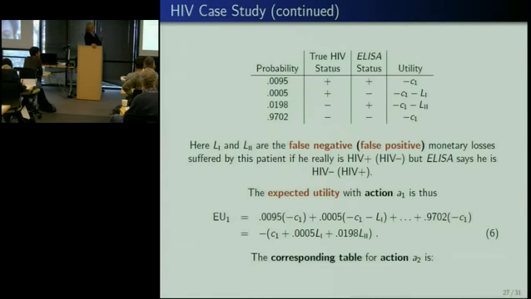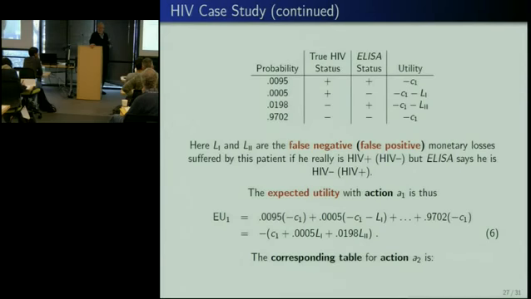If ELISA gets it right by being positive and the truth is positive, then we have only suffered a loss of $20, and I can make a loss into a utility by putting a minus sign in front of it. And so the utility associated with that particular situation is minus C1, which is minus $20. Similarly, in the last row of the table, if ELISA gets it right by being negative and the truth is negative, again, I have not made any mistakes, and so I again have a utility of minus C1.